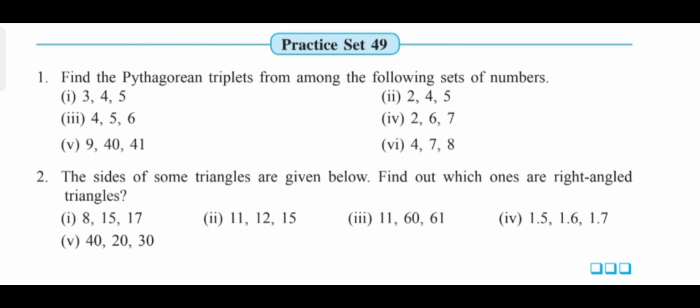On that basis, students, practice set 49 is there. The first question is: find the Pythagorean triplets from among the following sets of numbers. Three sets of numbers are given, and from those you have to find the Pythagorean triplet. First one: 3, 4 and 5. Which is the biggest? 5. So you have to take the square of 5 and see whether the squares of 3 and 4 add up to 5 squared. Is that clear? Similarly, you have to solve the sums. This concept I have also explained. If anybody has missed this practice set, you can refer to the other video on the YouTube channel. Is that clear, students?